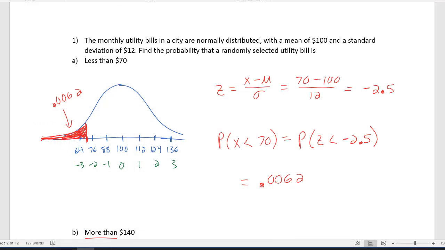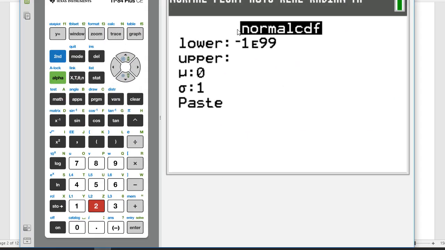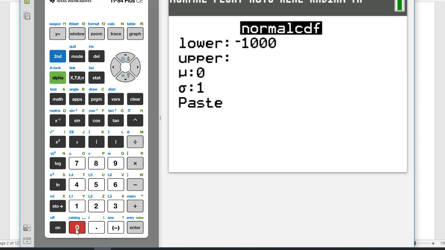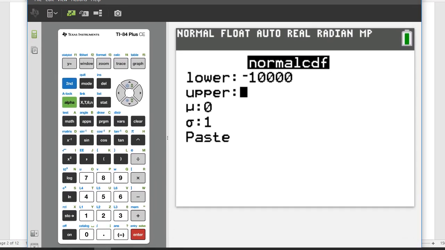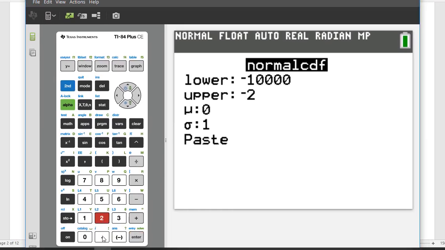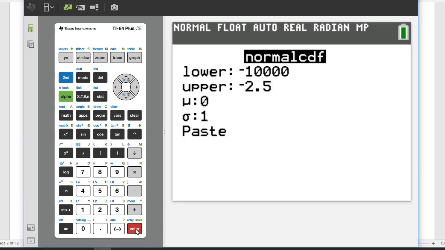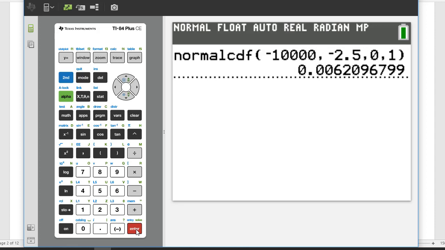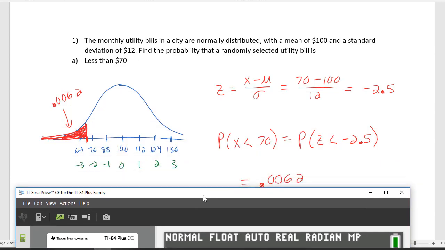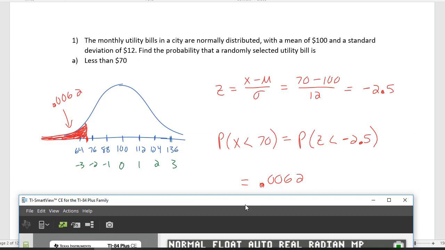All right, my lower limit would be all the way out here to negative infinity, going up to my value of negative 2.5. And what we did in the last video was we said negative infinity, I did negative 10,000, and then up to negative 2.5. Now if we're doing z-scores, I leave the mean at 0, standard deviation at 1, and I click paste, and there's that value, 0.0062, that we have right here from our table.